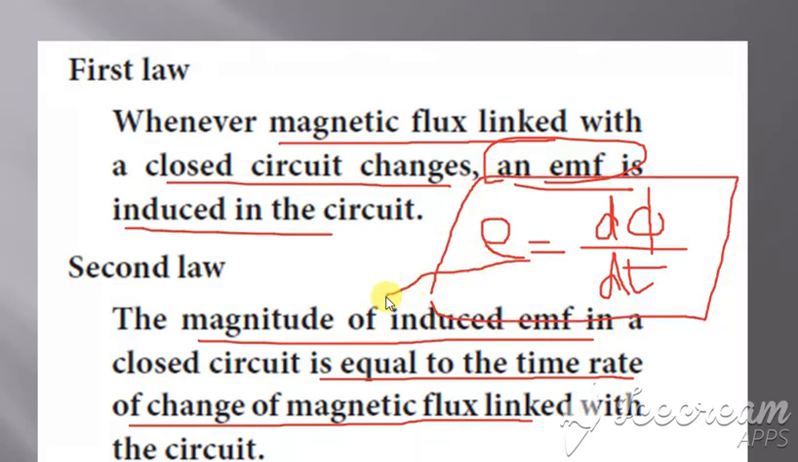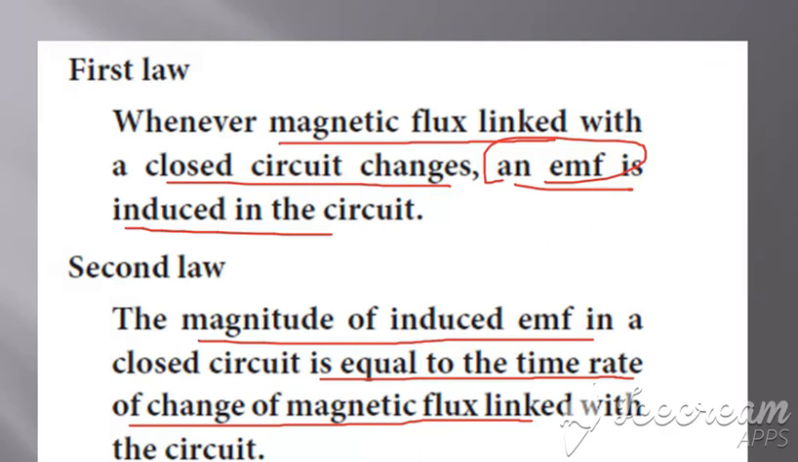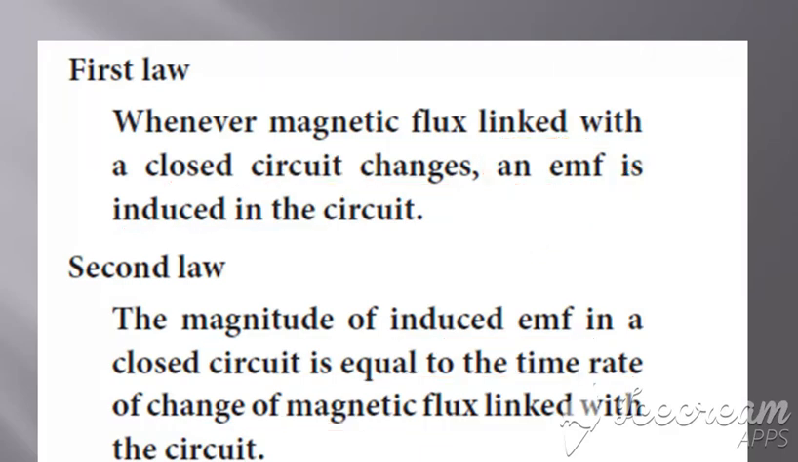So when you know this equation, you can easily write with this law. Okay, so what is E? The magnitude of induced EMF. So the magnitude of induced EMF is equal to the time rate of change of phi, which is the magnetic flux linked with the circuit. Clear? So these are Faraday's laws. Faraday's first law: whenever the magnetic flux linked with a closed circuit changes, an EMF is induced in the circuit. Second law: the magnitude of induced EMF in a closed circuit is equal to the time rate of change of magnetic flux linked with the circuit.